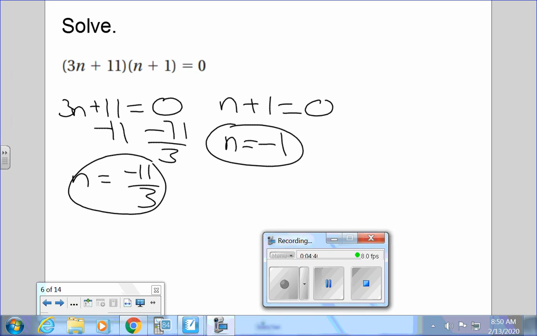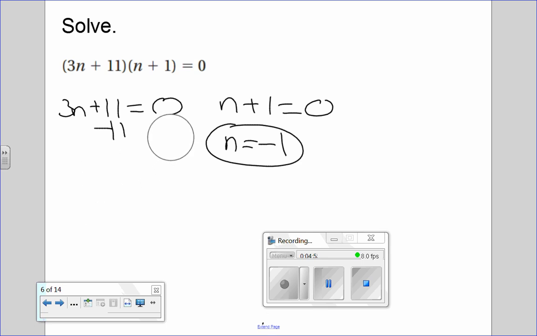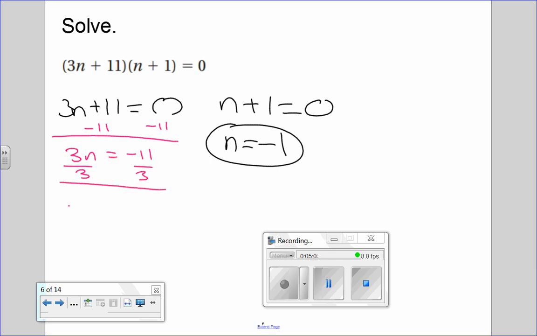Sit in your chair. So you have 3n plus 11 equals 0. Then you do n plus 1 equals 0. Solving this branch over here, getting n equals negative 1 was easy. We had some struggles here. You want to start by subtracting 11 on both sides, giving you 3n equals negative 11. Then you want to finish by dividing by 3. So it's a two-step method for solving an equation. Okay, so negative 11 thirds. I'd be okay with the decimal, but we'll just leave it as a fraction.